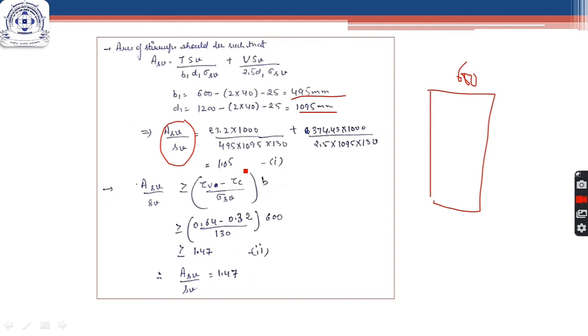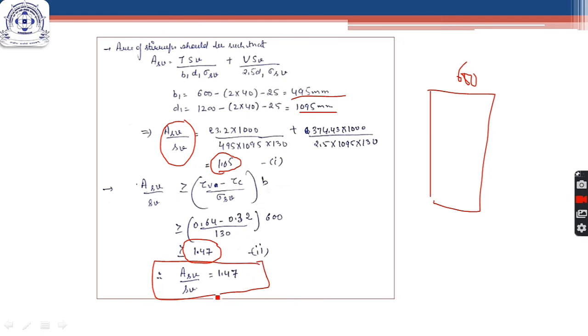So the ASV upon SV ratio from this criteria is (tau v minus tau c) upon sigma SV into d. Here tau v is 0.64, tau c is 0.32, sigma SV is 130 and d is 600. So this we are getting as 1.47. According to this expression, our ASV upon SV should be greater than 1.47. But here our ASV upon SV was coming out to be 1.05. So we will take this value.